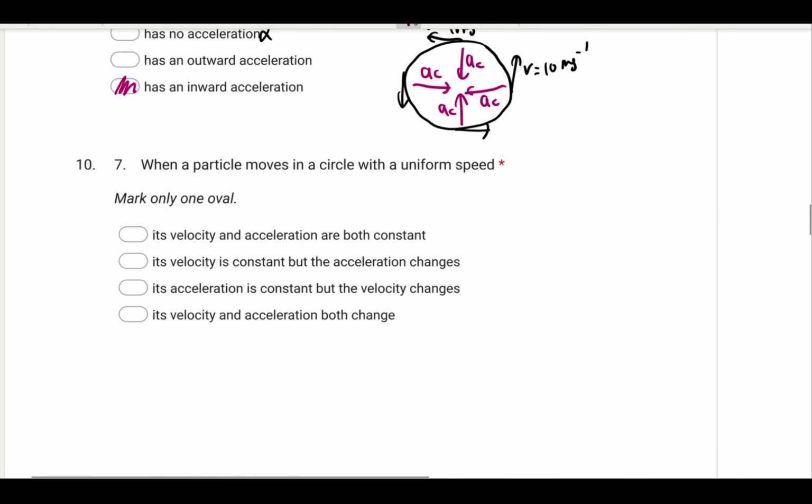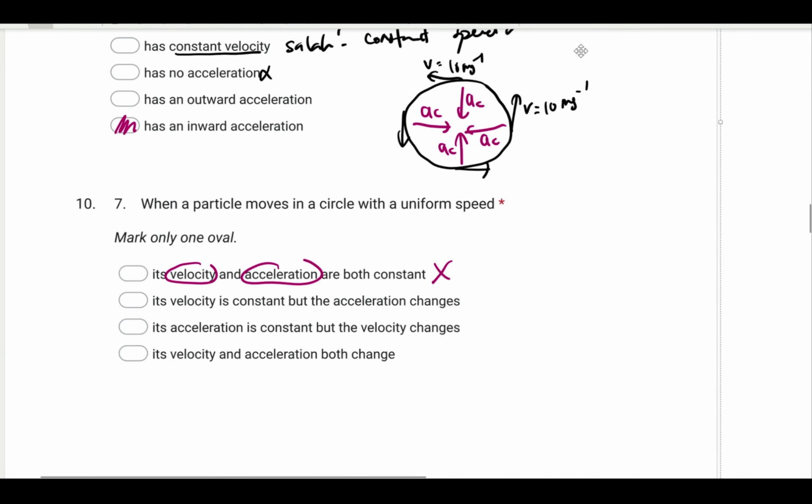7. When a particle moves in a circle with a uniform speed, okay, its velocity and acceleration are both constant. Tidak, dua-dua ni tidak constant sebab berubah arah. Kan kita dah discuss tadi. Okay, direction dia berubah. At this point V is upward, AC to the left. At this point V to the left, AC is downward. Okay, so you can see here that the direction of V and AC always changing.